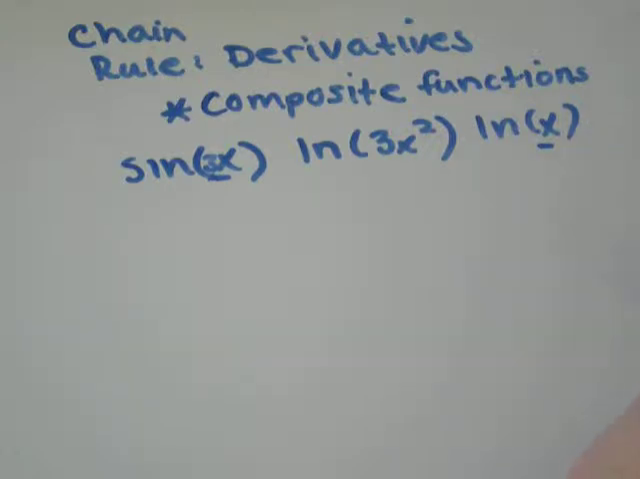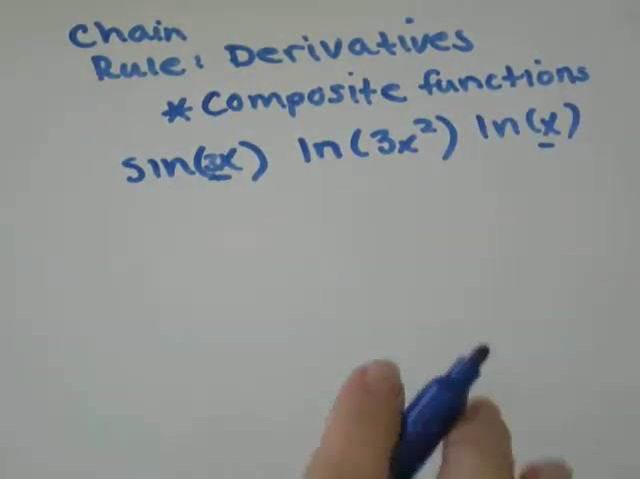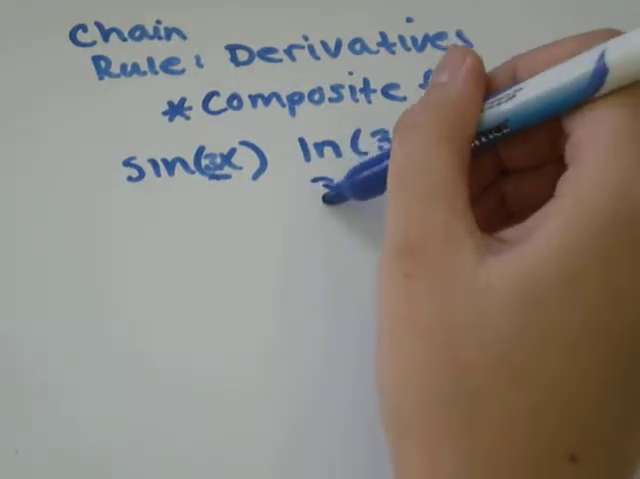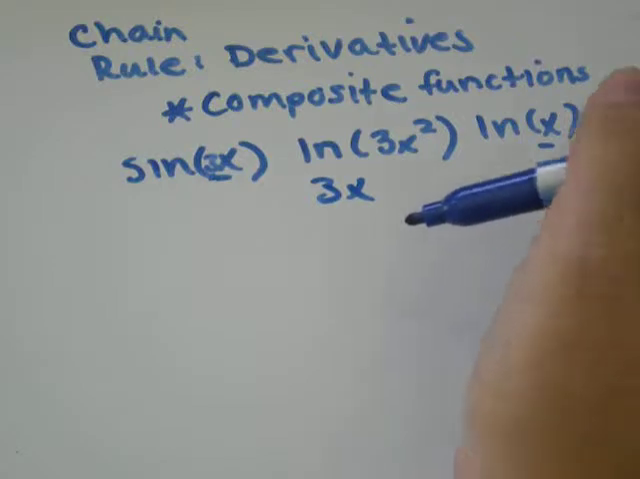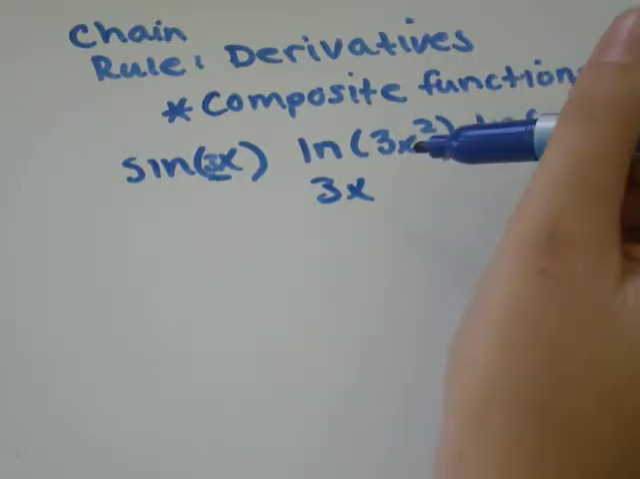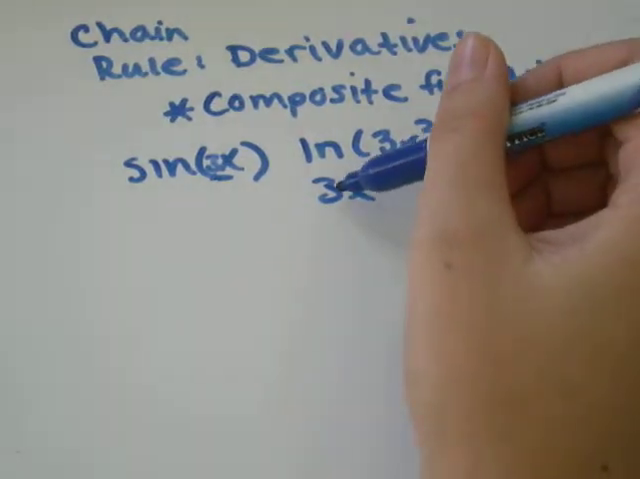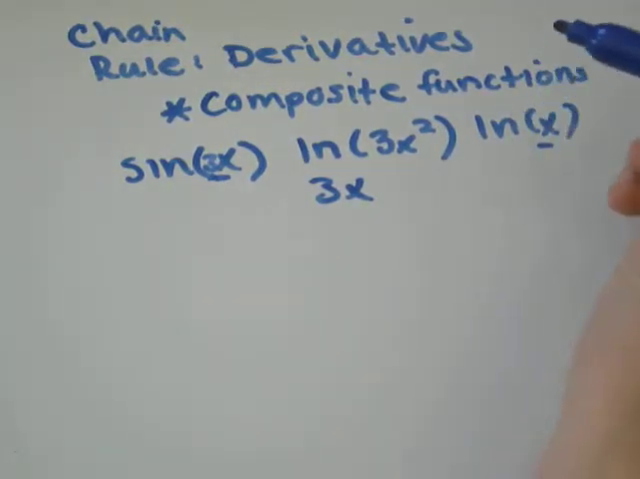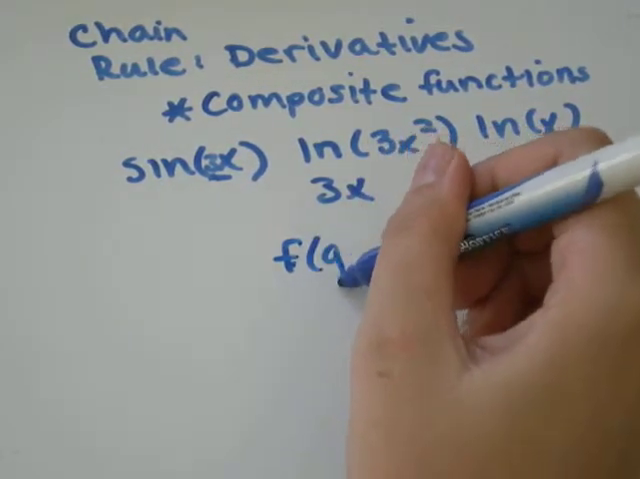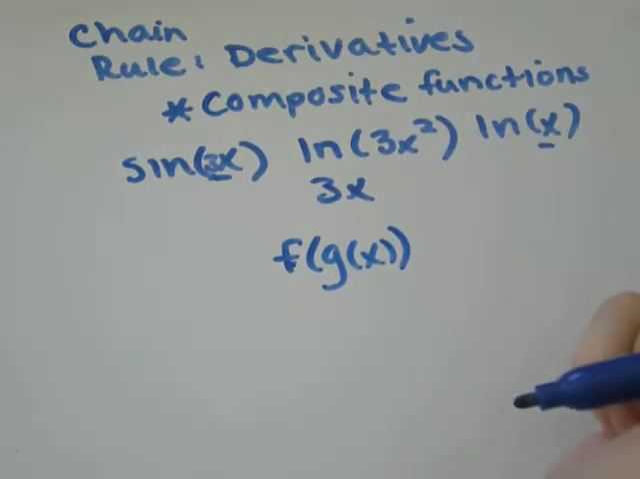So let's do one with sine x first of all. An example of something that wouldn't be a composite function would be like 3x, and that's not composite just because it's just a number being multiplied by x. So that would just be 3 times whatever the derivative of x is. It's not something like f of g of x, where there's sort of one function nestled inside another function.